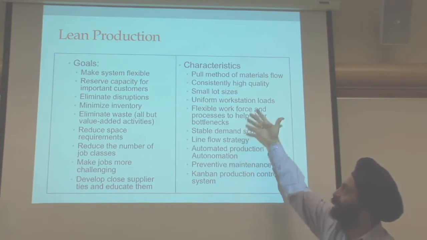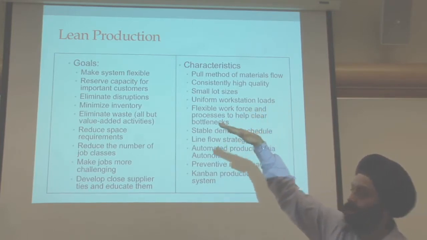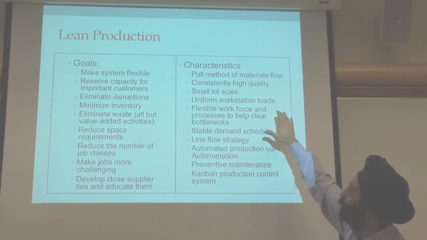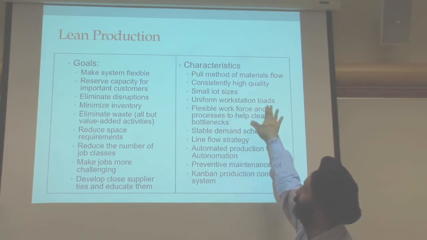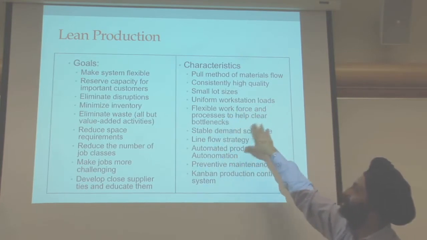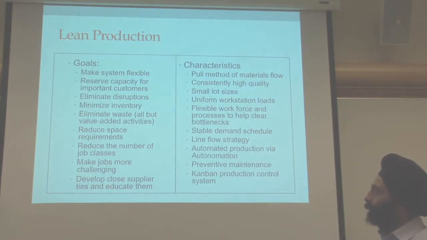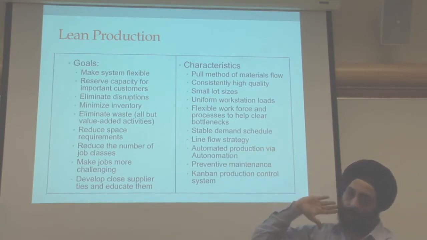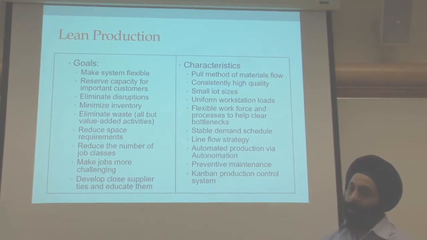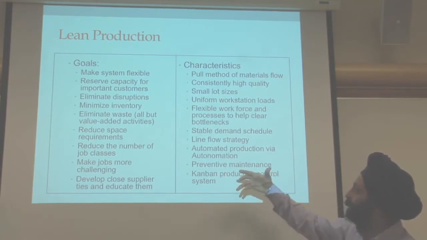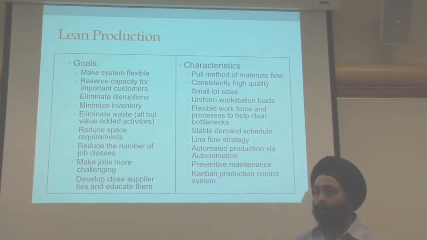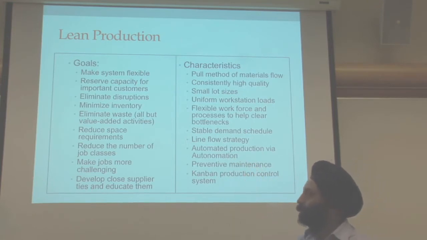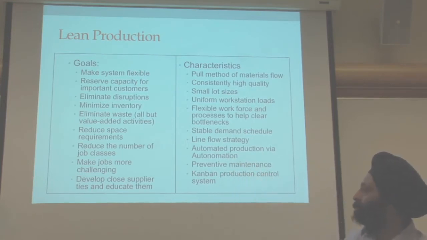Some of the characteristics in this case are the pull method of material flow, all of which will be discussed in the later slides, but just to list them. Consistently high quality produced, small lot sizes, uniform workstation load, flexible workforce, and processes to help clear bottlenecks, or the constraining points in a production process. Stable demand schedule is one of the requirements or characteristics of products that are best suited for a JIT environment or lean production environment. Line flow strategy, production line process, and automated production versus automation, which we'll talk about in a later slide. Preventive maintenance and Kanban production control system.